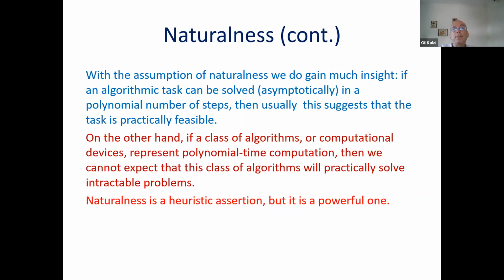If an algorithmic task can be solved asymptotically in a polynomial number of steps, then usually this suggests that the task is practically feasible. And if a class of algorithms or computational devices represents polynomial time computation, then we cannot expect that the class of algorithms will practically solve intractable problems. This is a heuristic but a powerful notion. And I should say, both the rationale for the argument in the Google paper that they demonstrate quantum supremacy and my rationale against quantum computers are heavily based on naturalness.